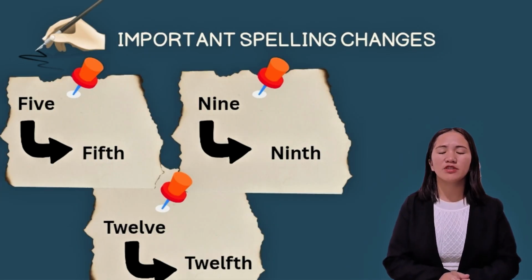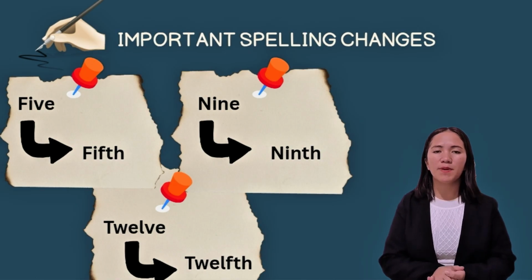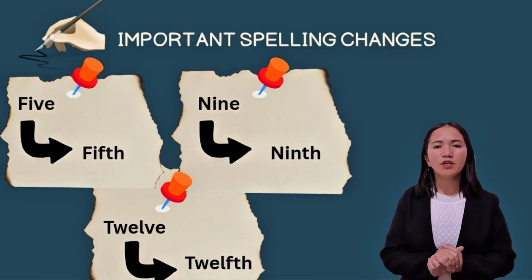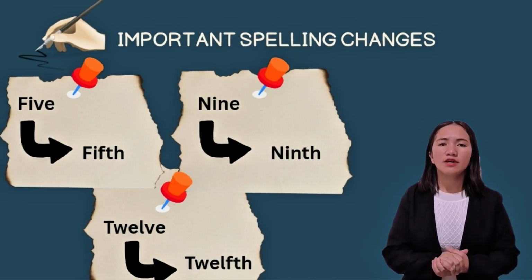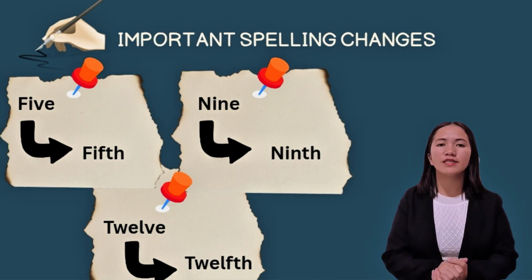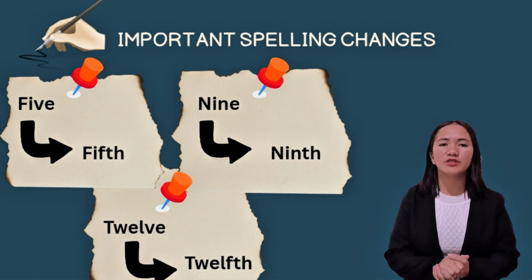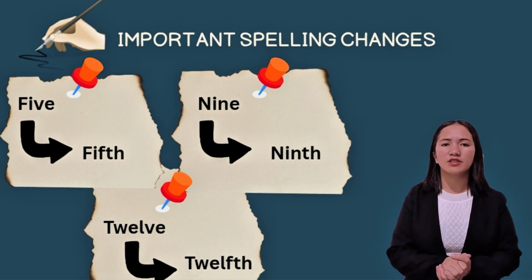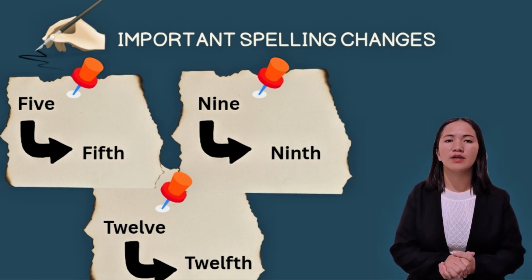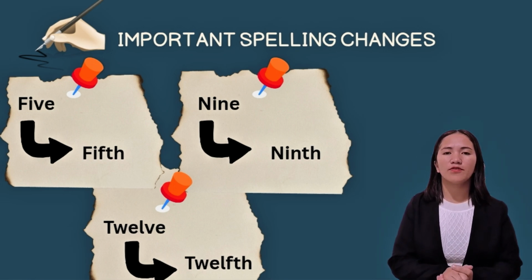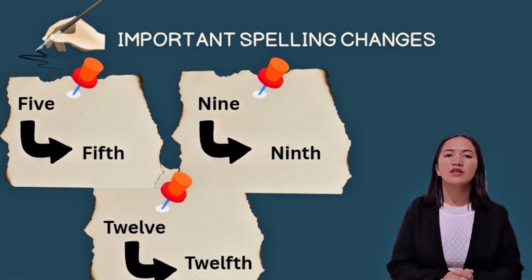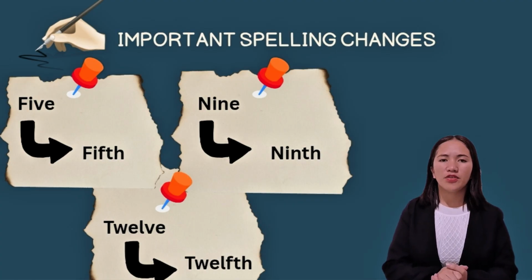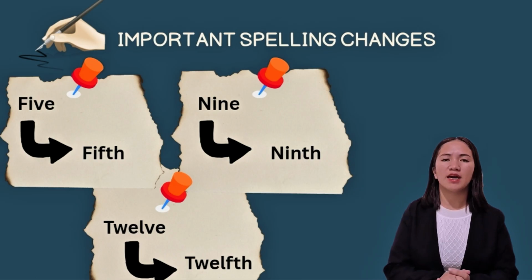Some ordinal numbers don't just add th, their spelling changes. An example of this is the number 5. The ordinal number of number 5 is 5th. So we drop the letters V and E and then we add the letters F, T, and H. That's why it becomes 5th. The second number is the number 9. The ordinal number of number 9 is 9th. So we drop the letter E and then we add the letters T and H, so it becomes 9th.